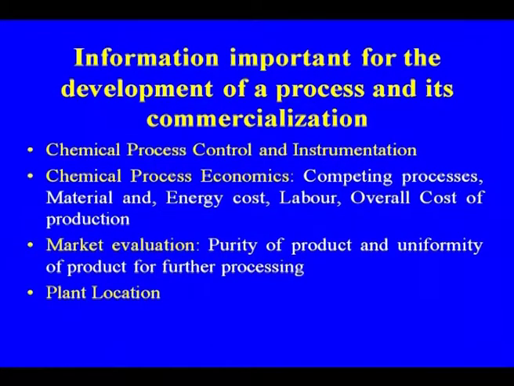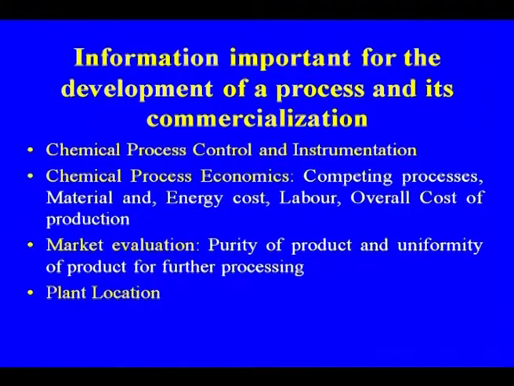Chemical process control and instrumentation, chemical process economics, competing processes, material and energy cost, labor, overall cost of the production. This is a very important aspect in the chemical industry, because the cost of the raw material varies from 40 to 50%, in some cases 20 to 30, but in many cases it is around 40% of the total cost. And so the cost of the raw material, energy, labor, overall cost, is a very important aspect.